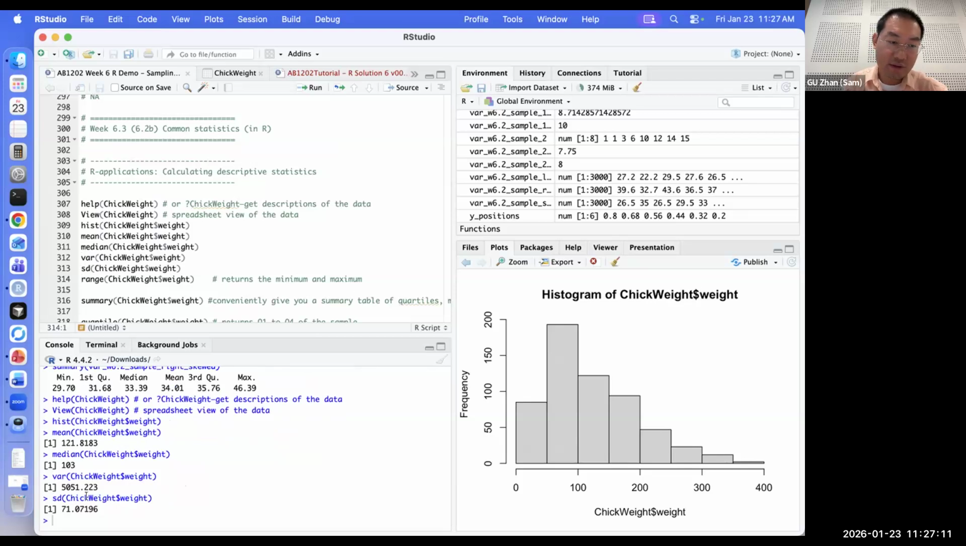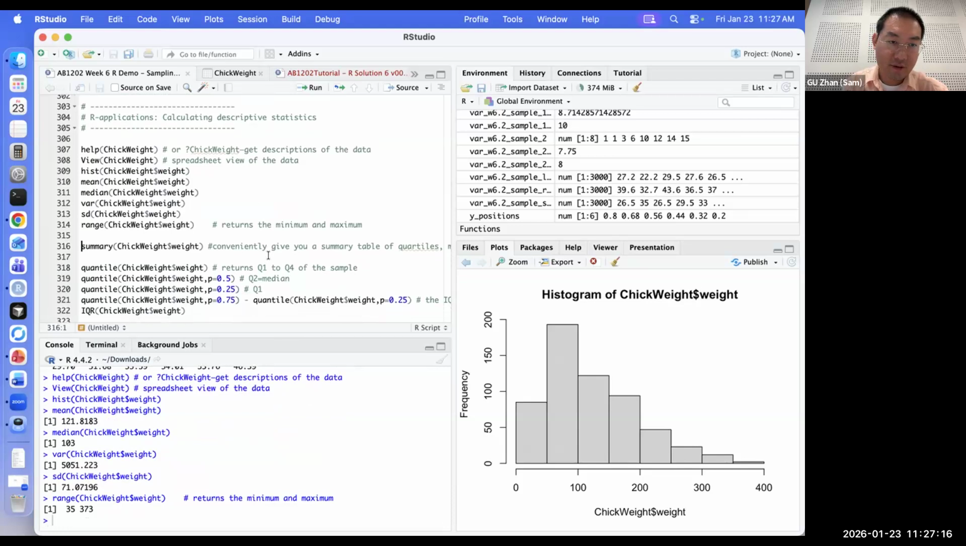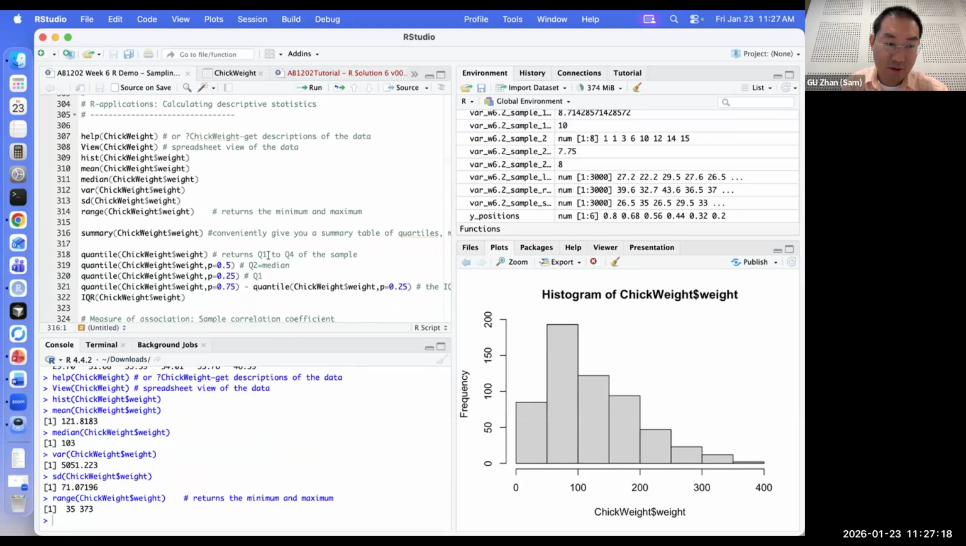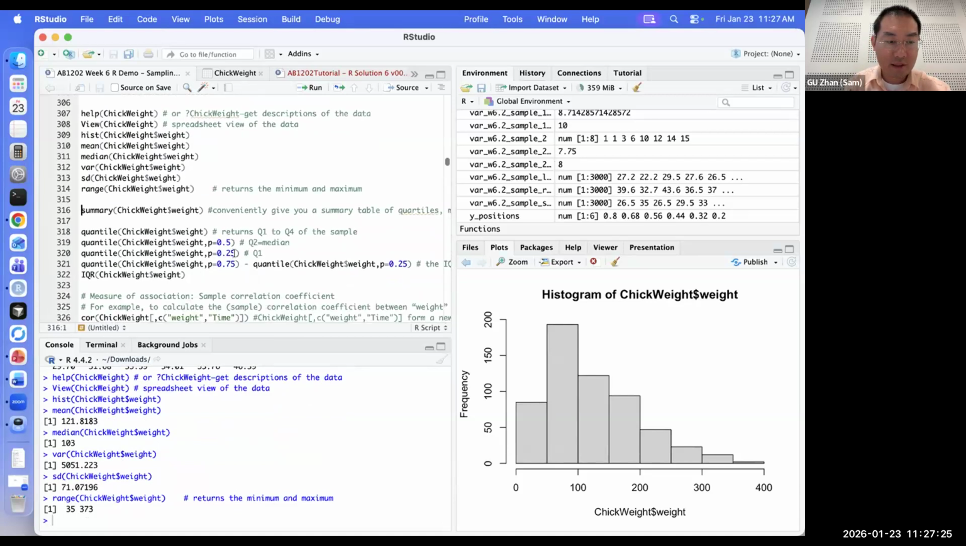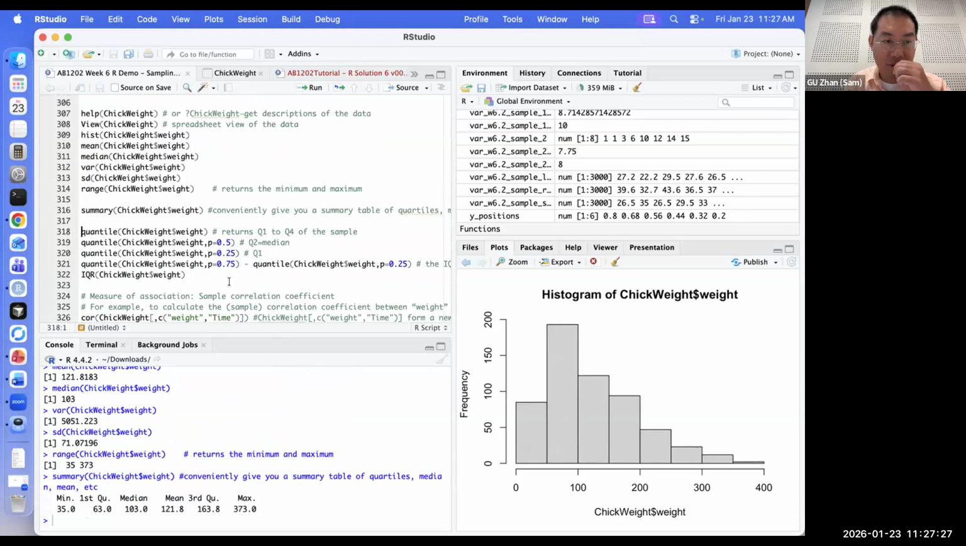What is the standard deviation? 71 gram. What is the range? Okay, what is the range? It returns a minimum and a maximum. Minimum 35 gram, maximum 373 gram. Then we'll give you a 6 point summary: 1, 2, 3, 4, 5, 6.